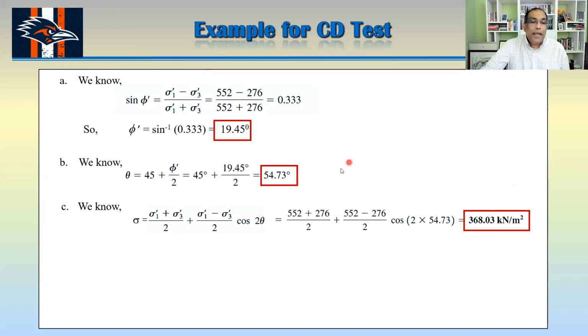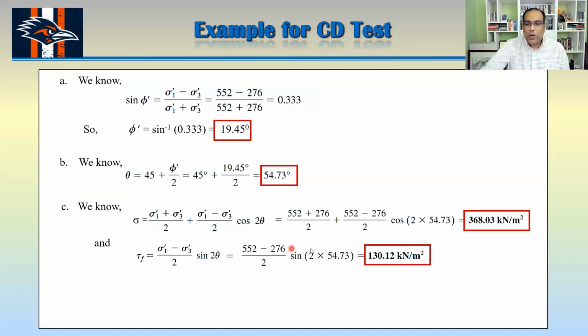Okay. Again, for tau, you see sigma 1 minus sigma 3 by 2 sine twice theta. Your theta is equal to 54.73. And you already know sigma 1 and sigma 3. If you plug that one, then basically you can see your tau F equal to 130.12 kilonewton per meter square.